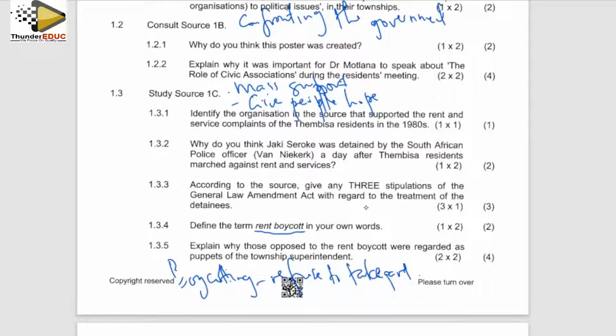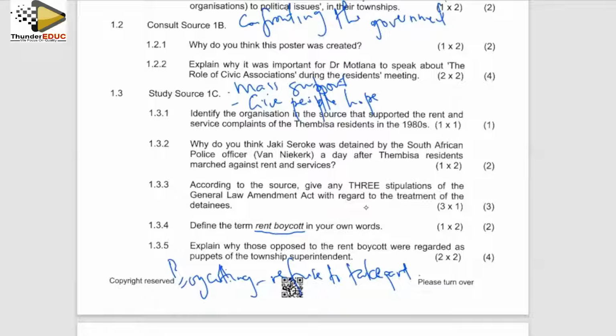So when I'm talking of the rent boycott, we know well that Black people or the Black men who were supposed to be working in the cities and towns, they had to stay in rented apartments which were owned by the local governments and in some instances owned by the national government.